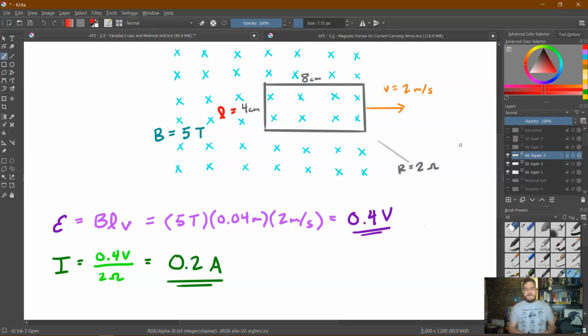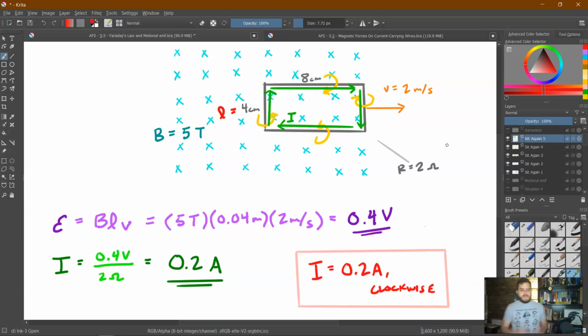Once again, using Lenz's law, the magnetic field through the loop is into the screen. The flux is decreasing, because we are leaving the field. So to counteract that, to oppose that change, the magnetic field generated must go into the screen inside of the loop. And if it's going into the screen inside the loop, I can use my right hand to say, okay, I always want my fingers to go into the screen. So at the top, if they're going into the screen, it's going to be going to the right. On the right-hand side, it's going to be going down. On the bottom, it's going to be going to the left. And on the left-hand side, it's going to be going up. So once again, we've gotten that the current is 0.2 amps clockwise.